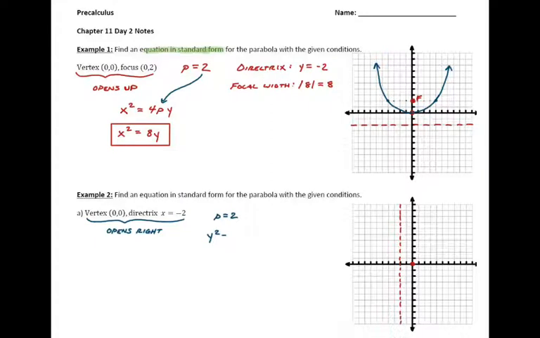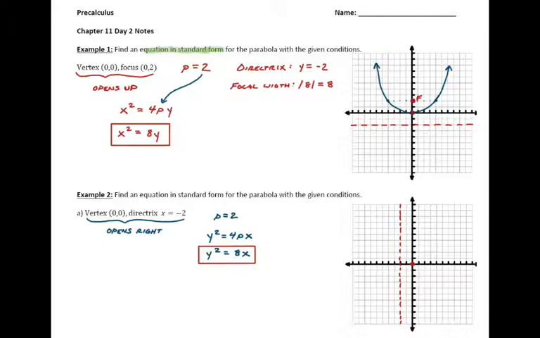So then my general equation in standard form for a parabola that has a vertex at 0, 0 is going to be y squared equals 4px. And then all I would need to do to find the actual equation would be put 2 in place of p. So I'd get y squared equals 8x, and there's my equation. To finish the graph, however, I would need to graph the focus and then find out how wide the parabola is at the focus, and then I'd be able to sketch my graph.